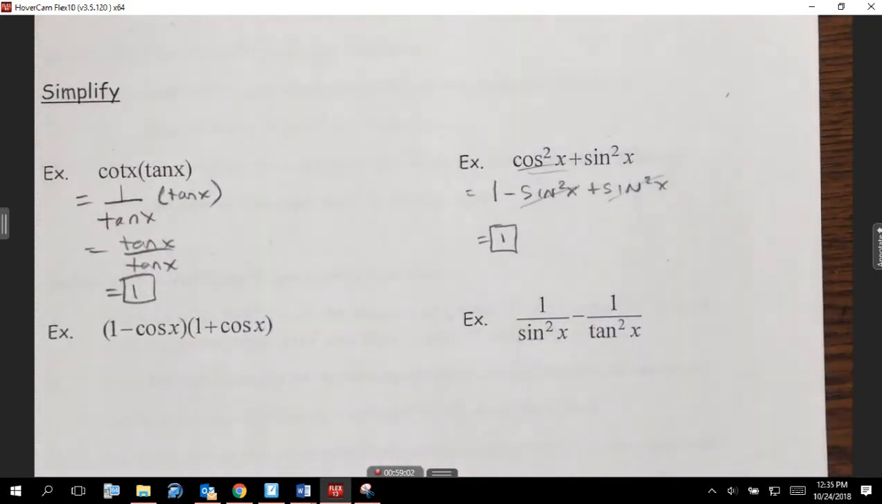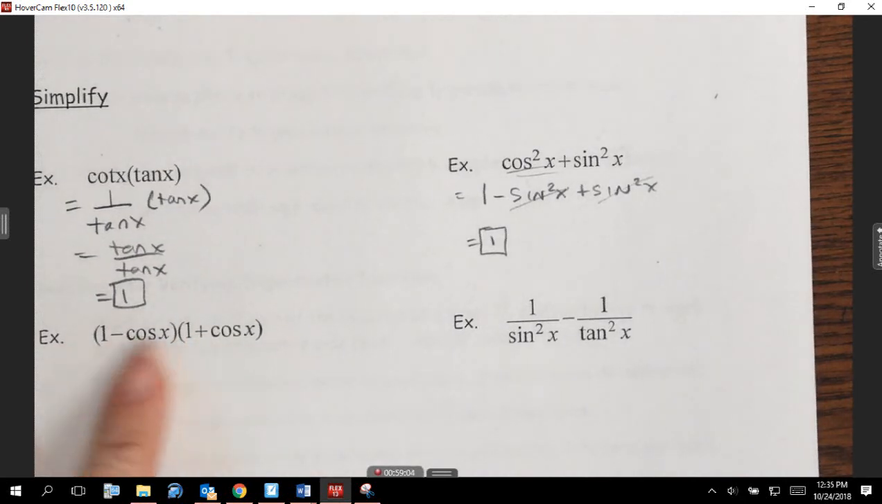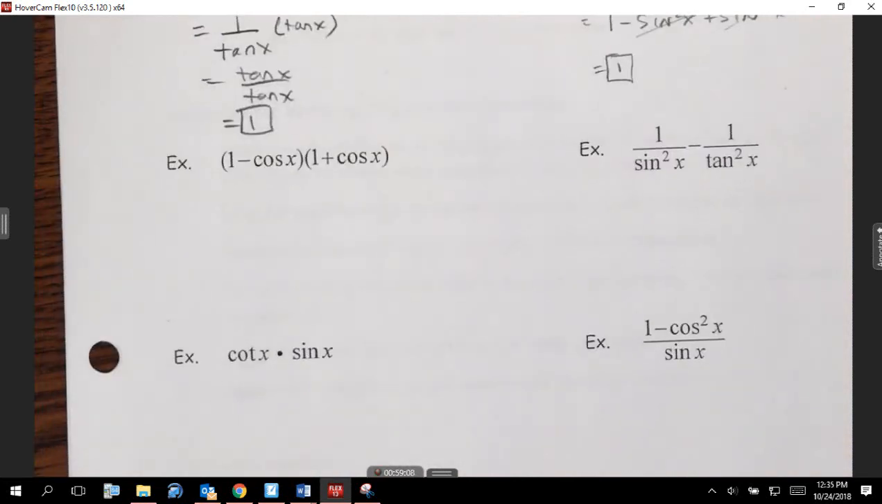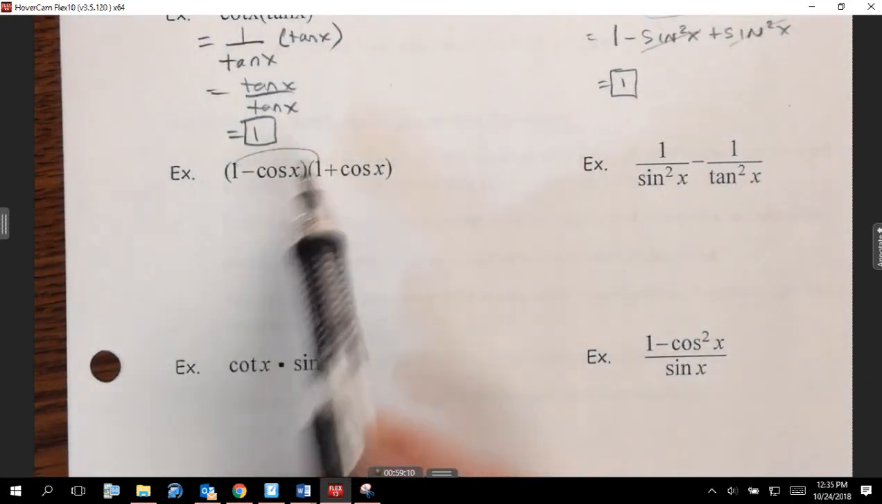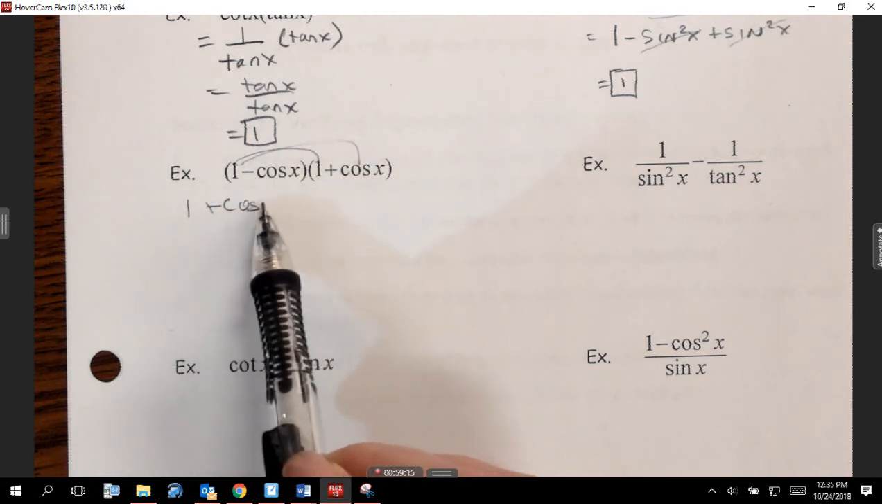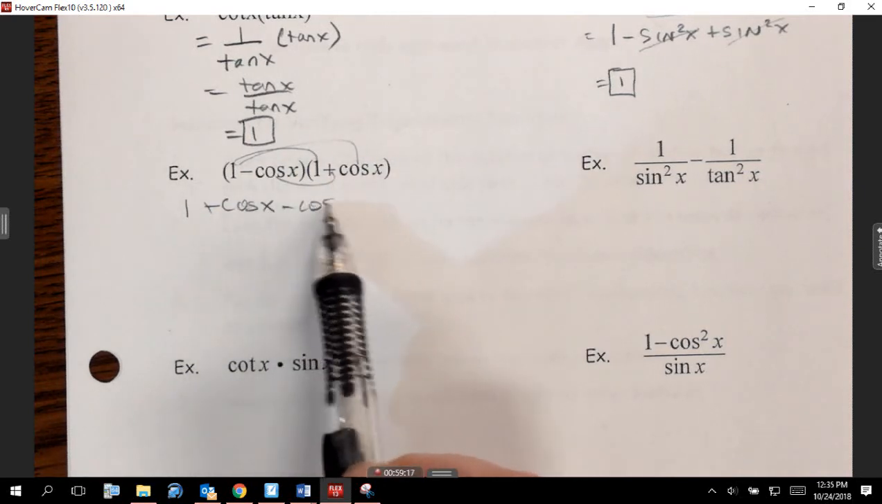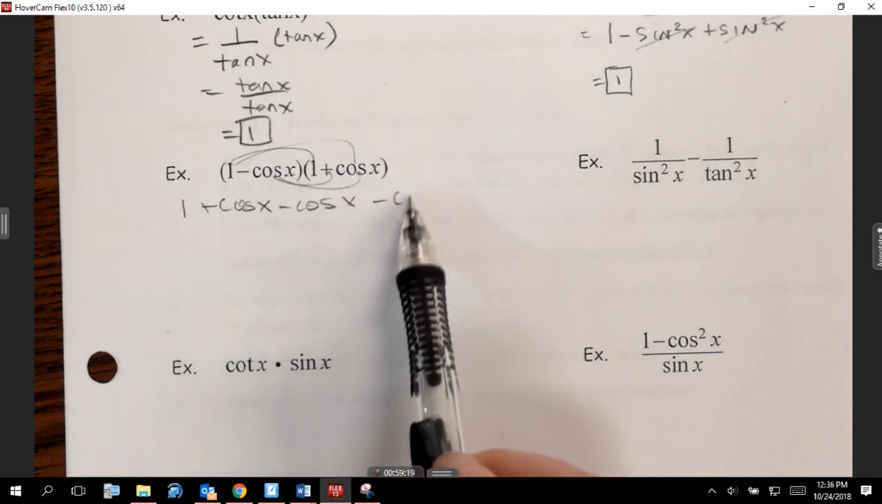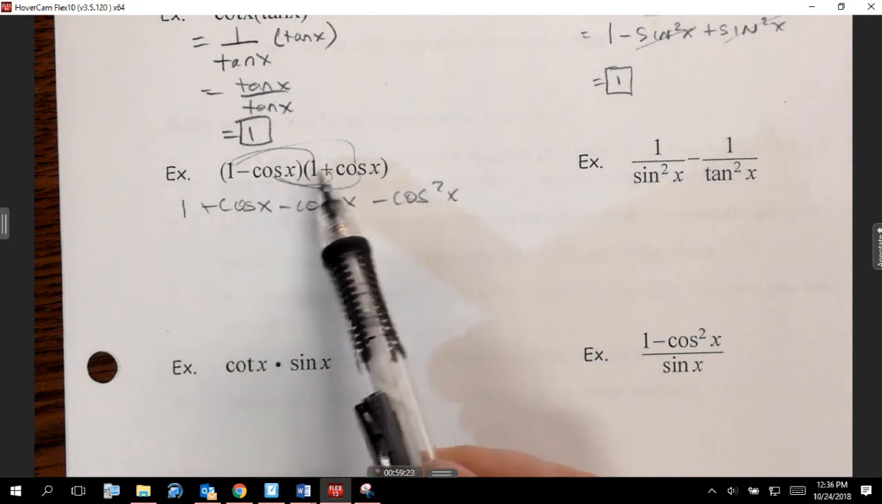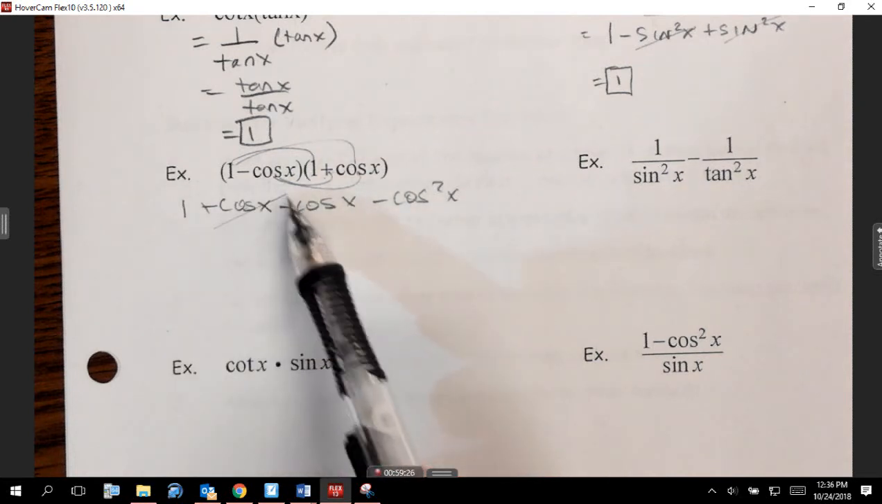Okay? So instead, since these are multiplying, I'm going to multiply them out. I'm going to use the FOIL property, distributive property. 1 times 1 is 1. My outside is plus cosine x. My inside is minus cosine x. My last is minus cosine squared x. And since these were conjugates, one was plus, one was minus, the middle terms always cancel out.